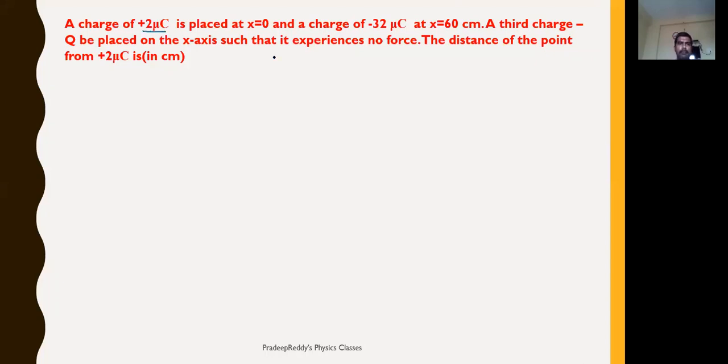A charge of plus 2 microcoulomb is placed at x is equal to 0, and a charge of minus 32 microcoulomb is placed at x is equal to 60 centimeter. A third charge minus q is placed on the x-axis such that it experiences no force. The distance of the point from 2 microcoulomb is dash. You should now find out the distance of the point where minus q charge is placed such that it will experience no force.